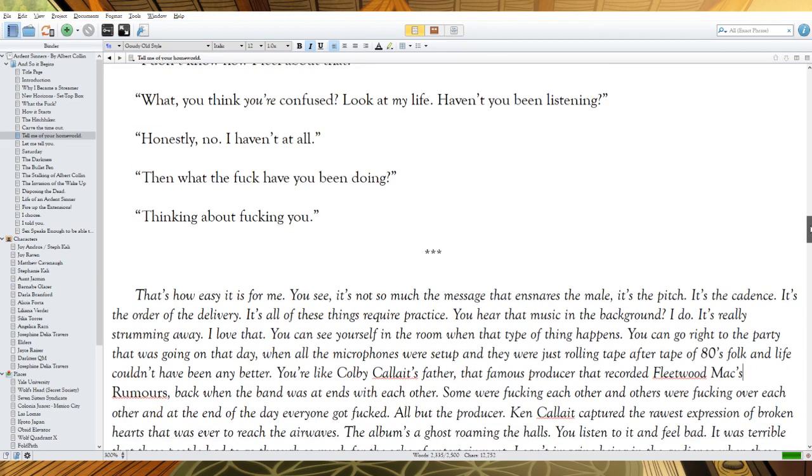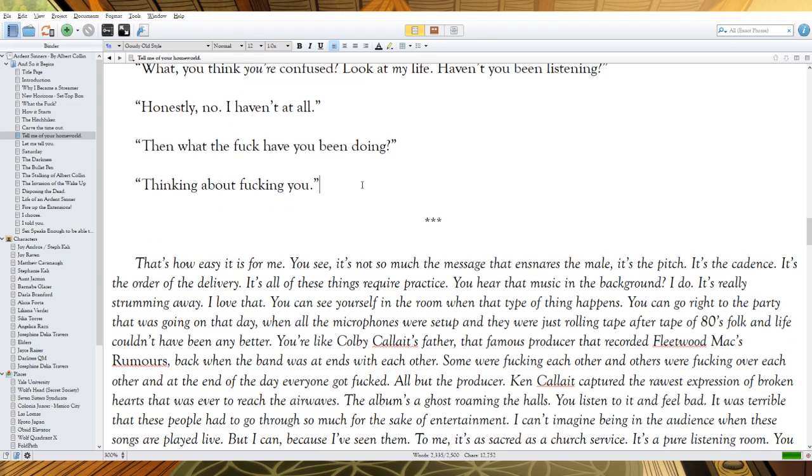See, this is good because the man is saying, I'm going to say the man said. That's how easy it is for me. Now we have the female speaking. This is a pecuary revealer. Spoiler. You see, it's not so much the message that ensnares the male, it's the pitch. It's the cadence. It's the order of the delivery. It's all of these things. See, this is an issue. These things require practice. All right?